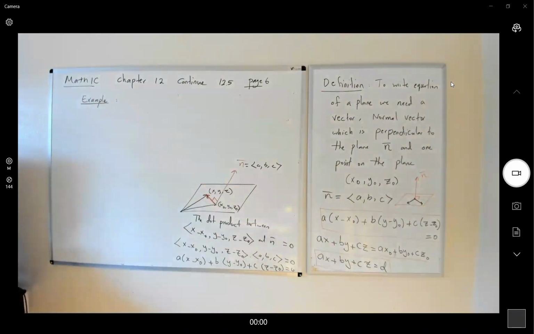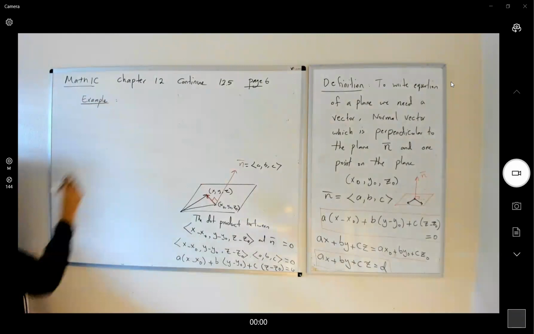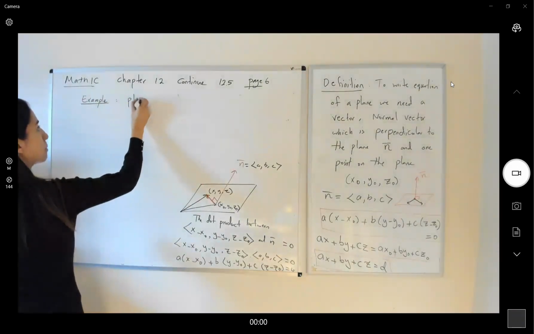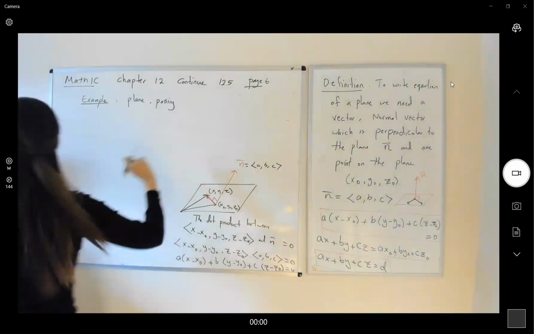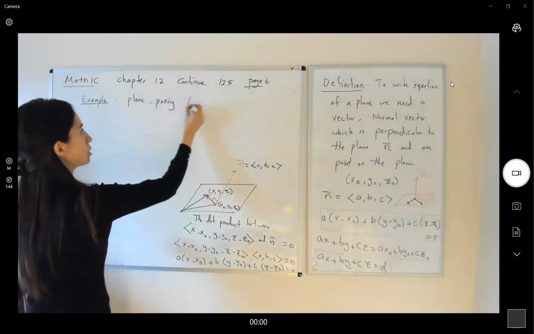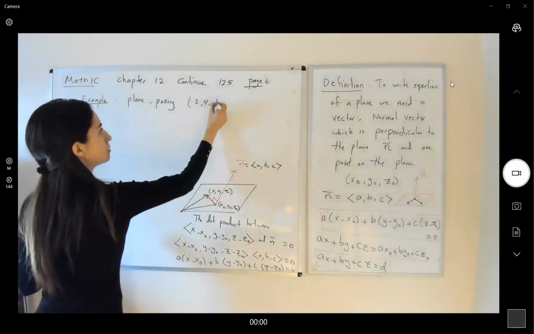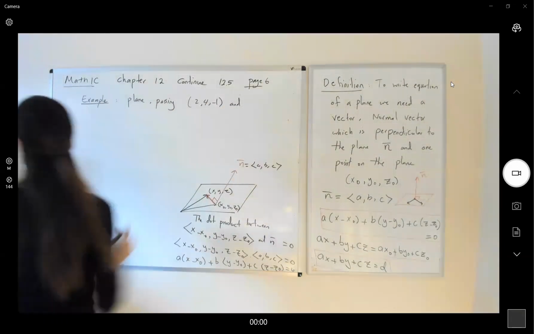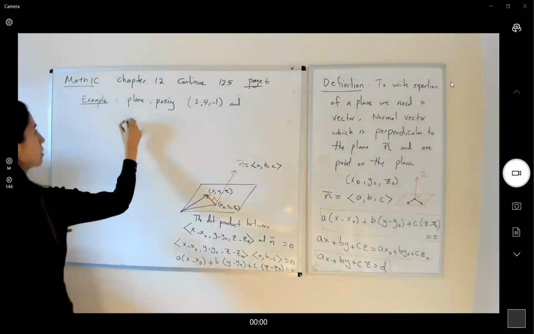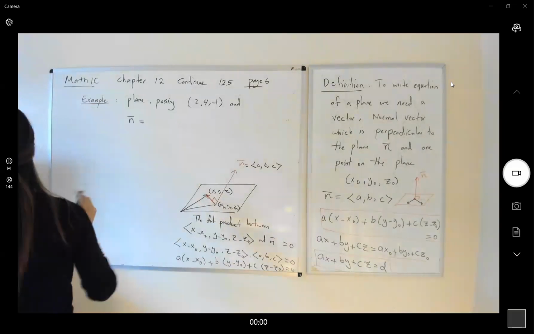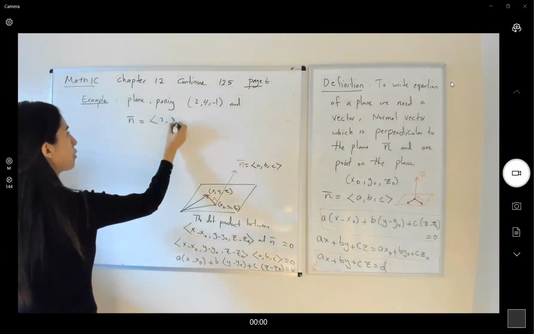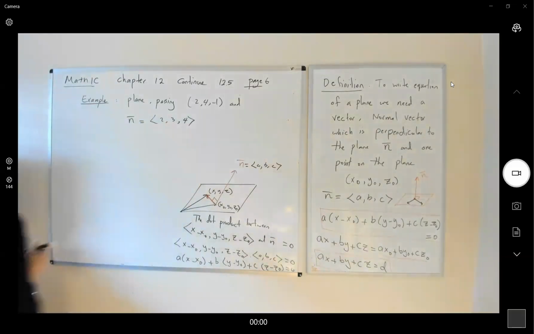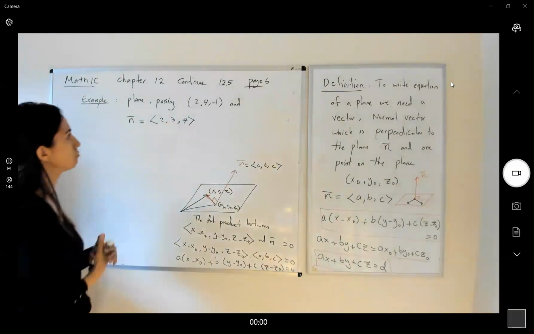This question says, find the equation of a plane passing through the point (2, 4, -1), and the normal vector is also given. We're lucky in this case, we don't have to worry about anything: 2, 3, and 4. There you go.